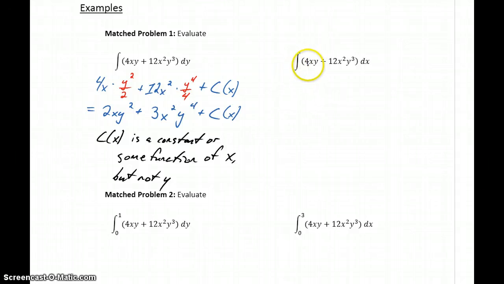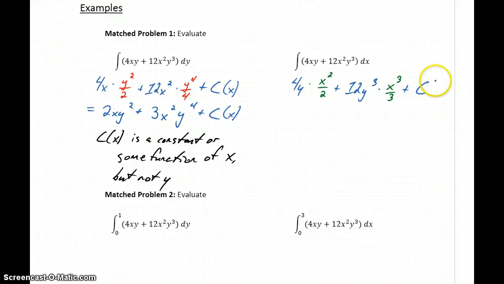So now what we have, our second example here, is the exact same problem, but now integrating with respect to x. So 4y will be treated as a constant, and then we'll integrate x, which will become x squared over 2, plus 12y cubed times x cubed over 3, plus some constant, or again some function that's in terms of the other variable. So since we integrated with respect to x, some function c of y.